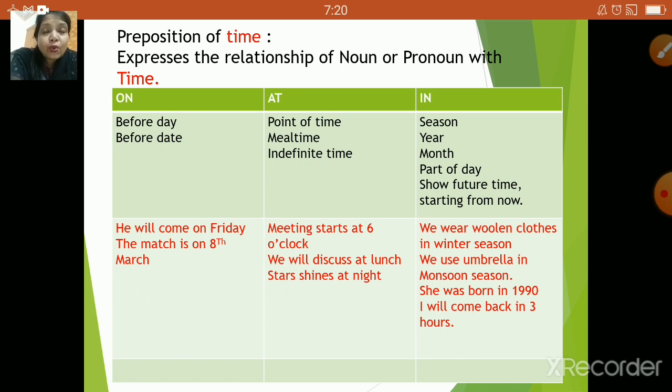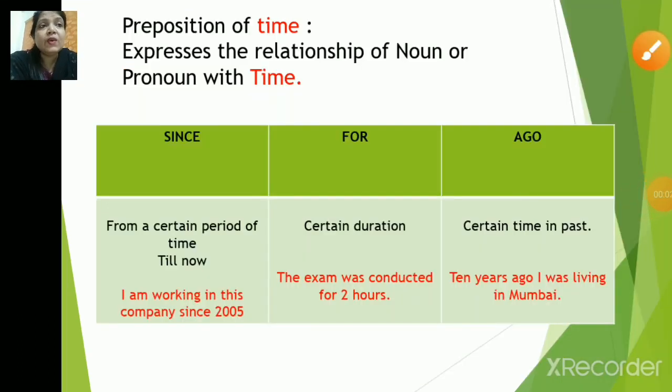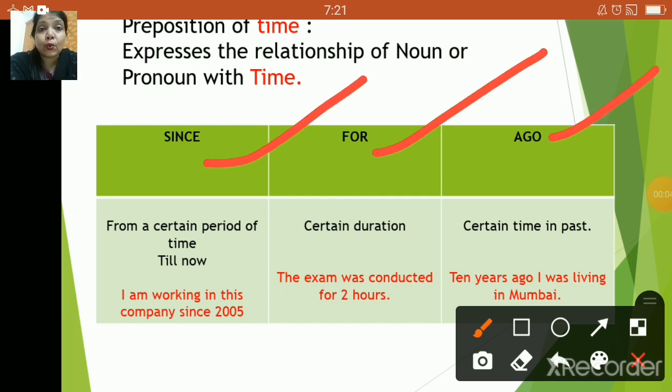Now let us check few more examples of preposition of time. Now, very important. The next one is since, for, ago. When do we use since, children? From a certain period of time till now. That means we want to say something. Okay. Now let us check this example. I am working in this company since 2005. That means, from certain period I'm working, but till now also I'm working. So from 2005 till now I'm working in this company. So while framing this kind of sentence, we need to use since over here.